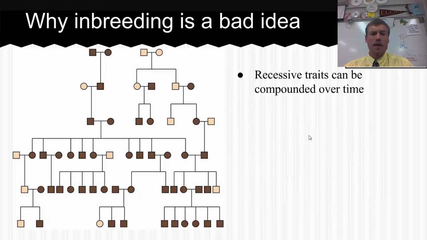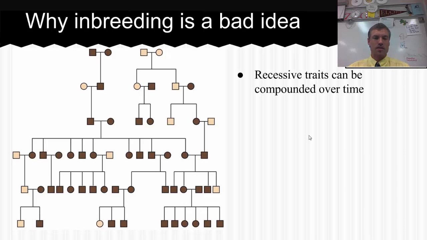So finally, inbreeding. Inbreeding is a bad idea, mostly because recessive traits can be compounded over time. So you've got some individuals that have some recessive traits, right? These recessive traits generally are not a problem because they're all hidden. However, when you continue to interbreed, it is more likely that a person who is a carrier or heterozygous for a trait will mate with someone who is also heterozygous for the trait, thereby leading to offspring that are homozygous for that recessive trait.